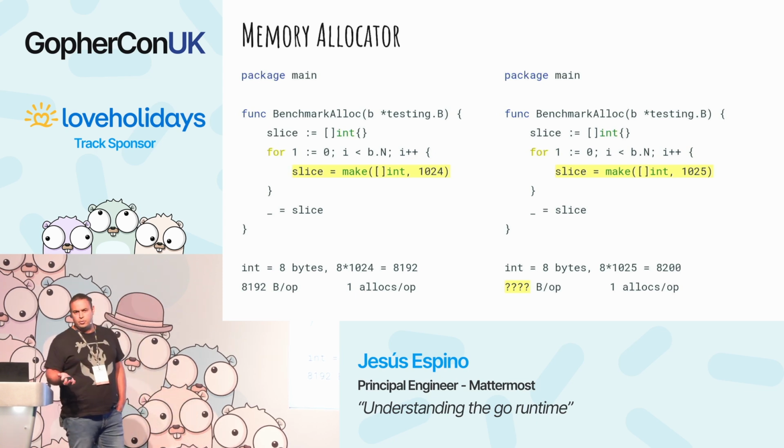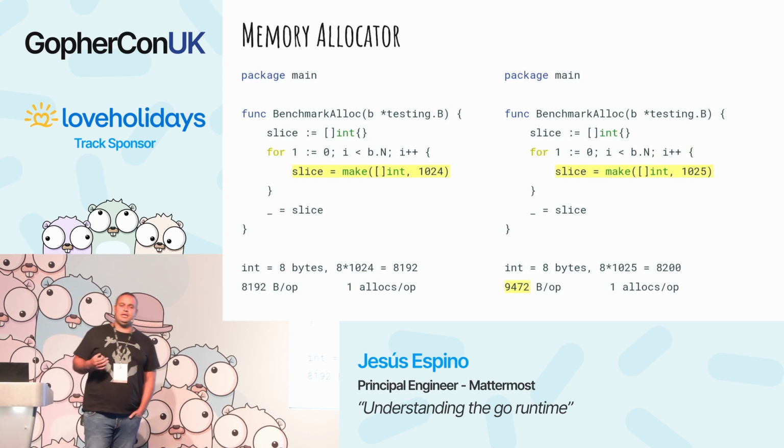On the other hand, I did exactly the same, but this time with 1,025. That's 1 integer more, that's 8 bytes more. So my expectation is now I'm going to need 8,200 bytes. I run the benchmark, I got 1 allocation per iteration, and what I see there is 9,472. So why this random number? That's because of the memory allocator.